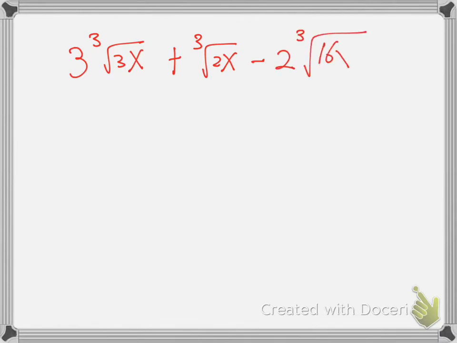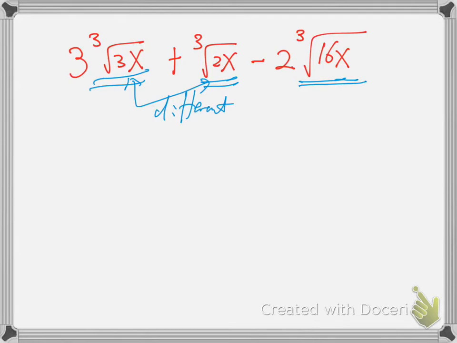And we use the same idea for nth root. So let's look at an example for cube root: 3 cube root of 3x plus cube root of 2x minus 2 cube root of 16x. Now first, you cannot simplify these two cube roots, and they are different. You cannot combine them. So the only part we can work on is this cube root. We can change this one to get some like radicals.